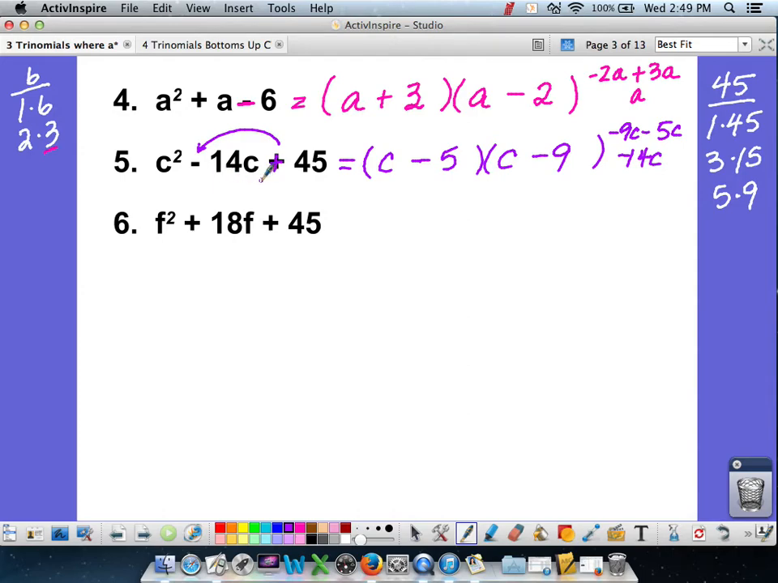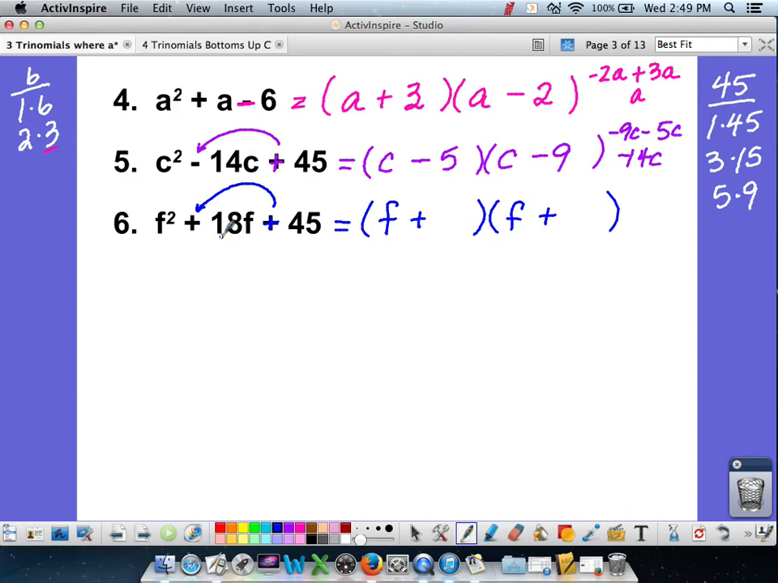Number 6, f squared plus 18f plus 45. The signs will be the same. Setting up my two binomials, in this case, they'll both be plus plus. The first term is f squared, so this is f times f. Then what are factors of 45 that add and give me 18?